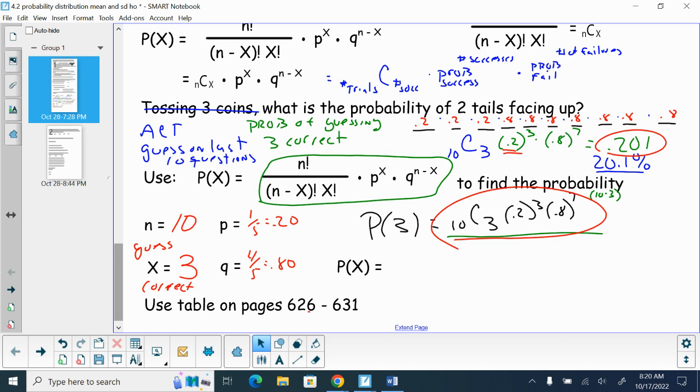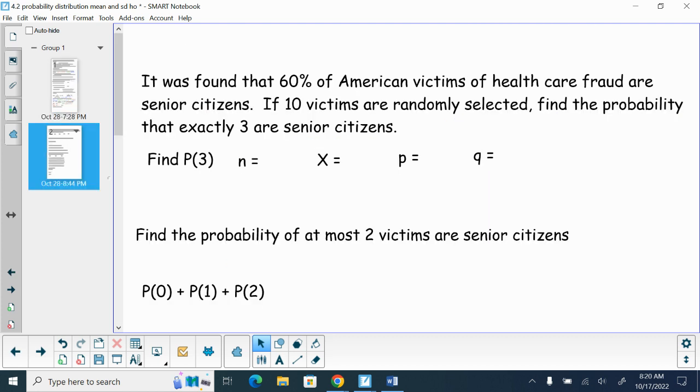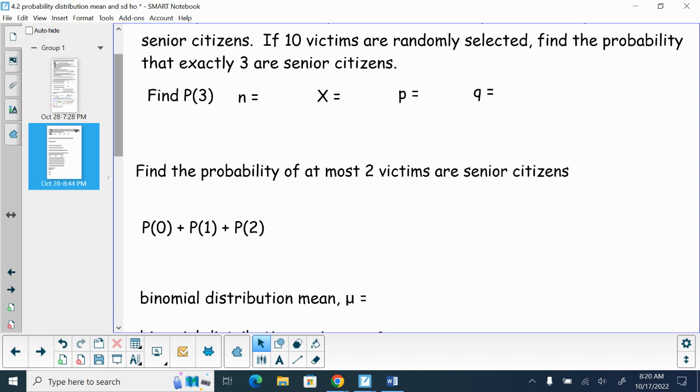So if we take a look, we found that 60% of American victims of healthcare fraud are senior citizens. 10 victims are chosen at random. Find the probability of exactly 3. Well, that's what we just dealt with here. We can calculate that. Find the probability that at most 2 victims are senior citizens.